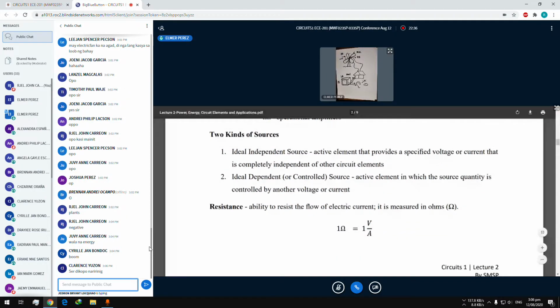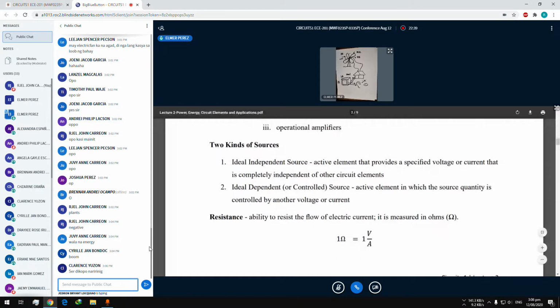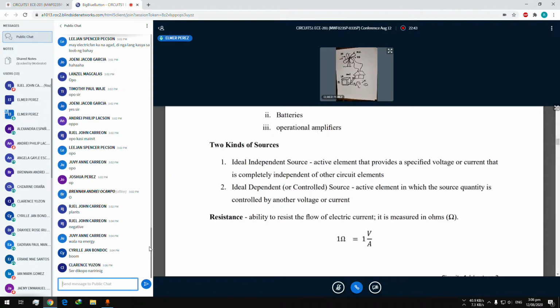Okay. Now, sources, these are sources of energy. So, meron tayong tinatawag na ideal, independent source, and dependent source. Independent sources are active elements which provide a specified voltage or current that is completely independent of other circuit elements. So, ang battery is an independent source kasi kahit hindi mo i-connect yan sa circuit, ang voltage is still the same.